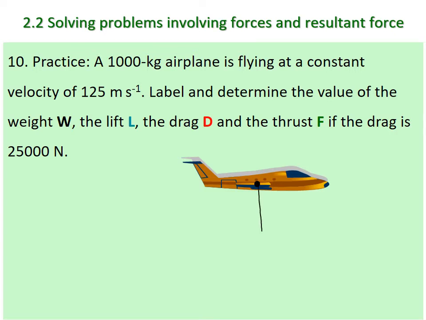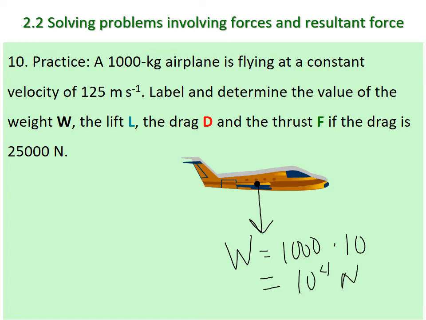We have the big one, the weight, and the weight is equal to 1,000 kilograms times the acceleration of gravity. I'll just round that up to 10. So the weight is 10 to the 4 newtons. And this weight is equal and opposite to the lift. It's flying at a constant velocity. It's not going up or down. I hope it's not crashing to the earth. So the lift here is equal and opposite. L equals 10 to the 4 newtons of force.